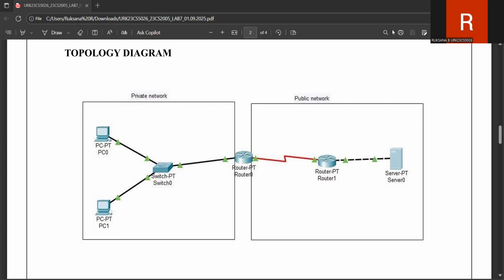Its serial interface S0/0/0 is configured with 200.10.10.1 which connects to router 2. Router 2 represents the internet side of the router. Its serial interface S0/0/0 has the IP address 200.10.10.2 and its fast Ethernet interface FA0/0 connects to a server with IP 10.0.0.10.